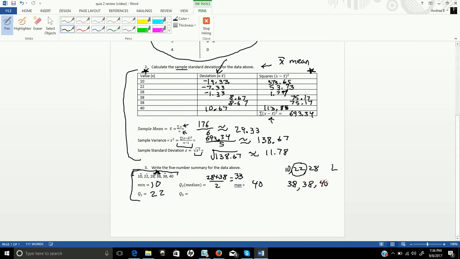So once again, make sure that you can identify what you're looking for in your 5-number summary, what those 5 values are, just like we have there, and be able to show your work for those. Make sure you're showing all your work for all of these problems. If you have questions, let me know.